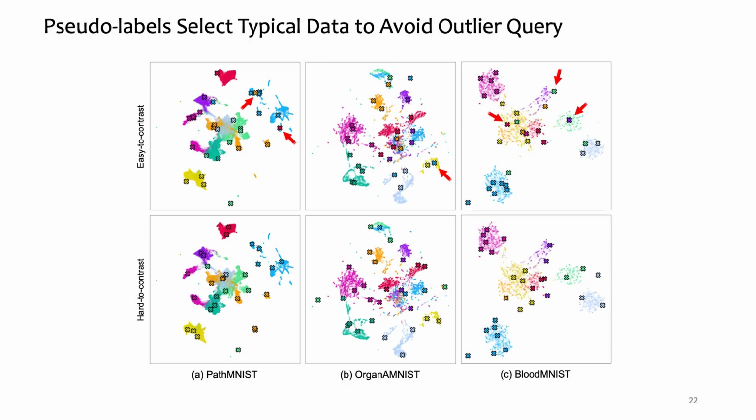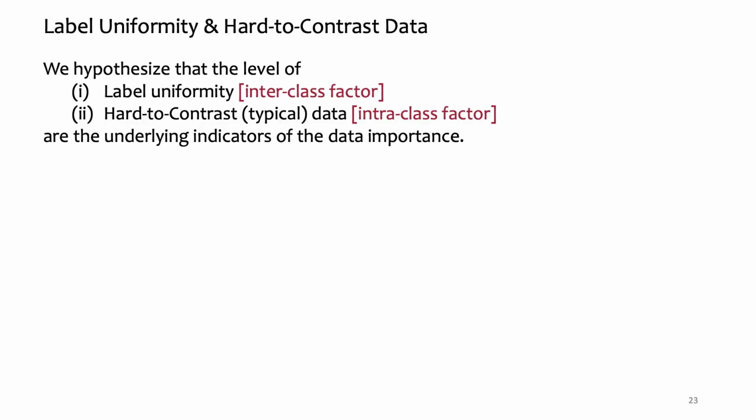Why does hard to contrast work better than easy to contrast? We visualize three datasets with UMAP. Dot color indicates class. We marked the samples selected by easy to contrast and hard to contrast, denoted by crosses. We found easy to contrast tends to select some outliers, like picking a red point in the middle of a cluster of blue points. In contrast, hard to contrast does select more typical samples, reducing outlier queries.